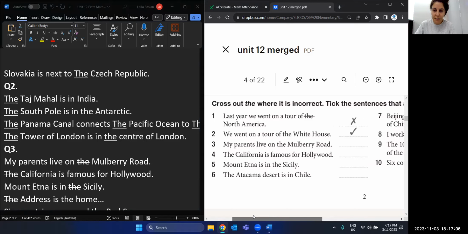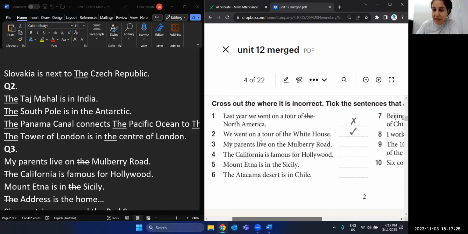Tick if it is correct or not. Last year we went on a tour of North America. It's a continent, we don't need the. It's the name of a country.